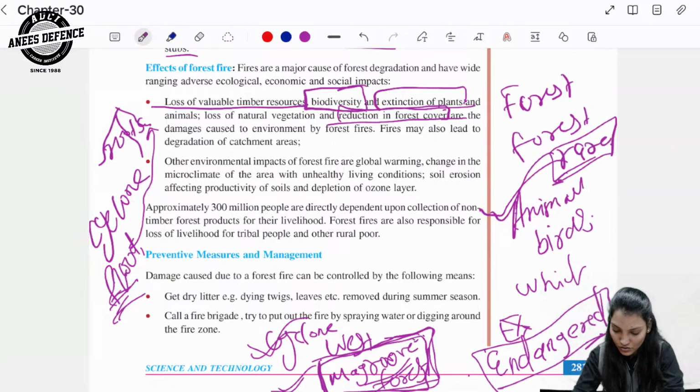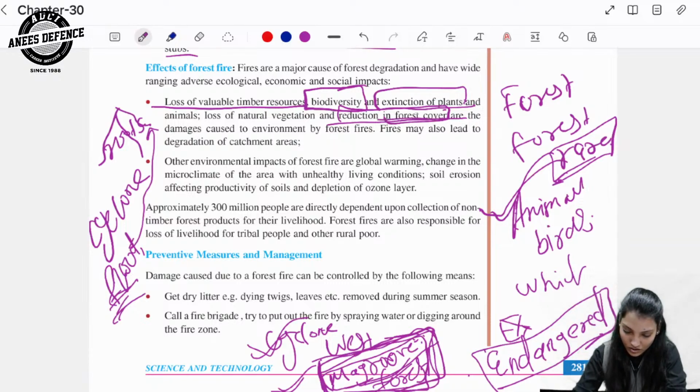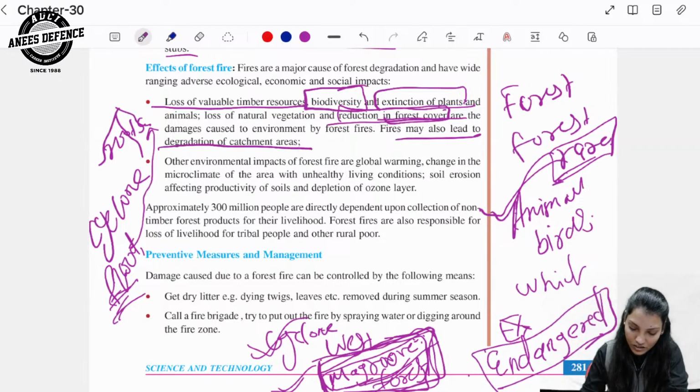capacity. This has the roots. This particular plant has roots which are helpful in the absorption of more water. So mangrove forests are very helpful to control the cyclonic condition and flood-like condition. So we should have the forest cover to save the life of many people who are residing near the coast. Fires may lead to degradation of catchment areas. Other environmental impacts.